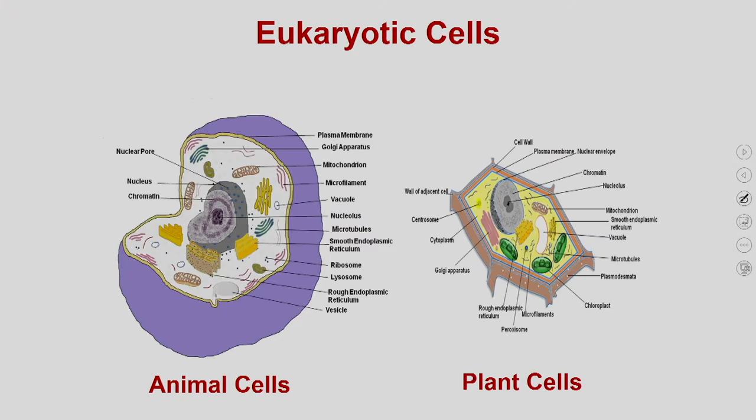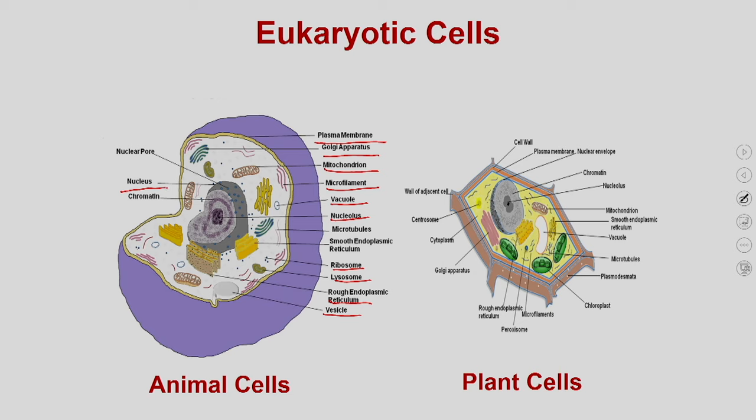So in a typical animal cell, you have the plasma membrane, the Golgi apparatus, mitochondria, microfilaments, then the vacuoles, the nucleus, the ribosome, lysosomes, rough endoplasmic reticulum and vesicles. You also have the well-developed nucleus, which is actually the characteristic feature of a eukaryotic cell compared to the prokaryotic cell.